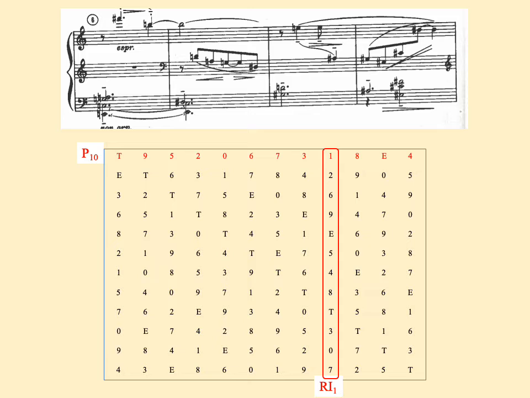So let's keep going. Okay, so the matrix now shows the 2 row forms Dallapiccola used in those opening 5 measures. The P10 row that goes across the top of the matrix and that he used in the uppermost system as the melody. And then the RI1 row that goes from the bottom to the top, and it's in that red box there.